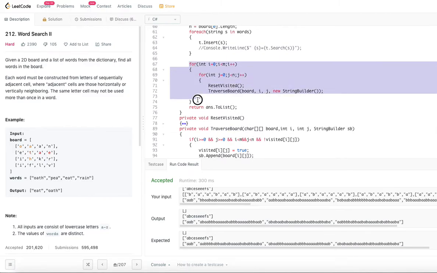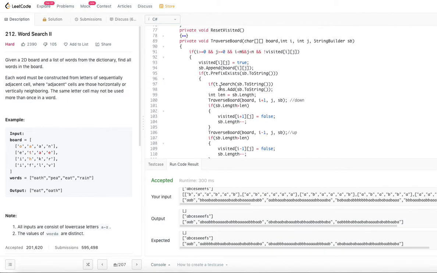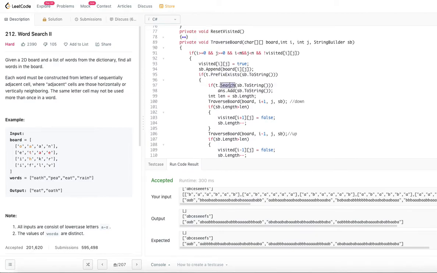Finally, once you go through that, your answer list, whatever you accumulated, you are going to return. So again, the majority of the work is done in the prefix exist and search methods. You are searching for a particular word and a particular prefix in the trie data structure. And traverse board is essentially only spanning across 4 different directions starting from wherever you are. So this is only a facilitator, and the majority of the work is happening in the prefix exist and search methods. Good. So that's how we are able to solve this particular problem.